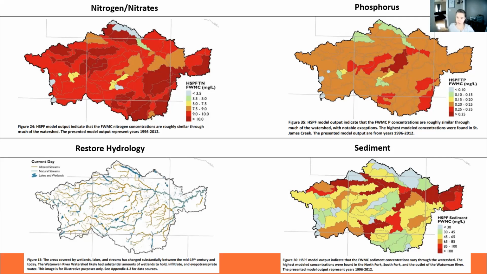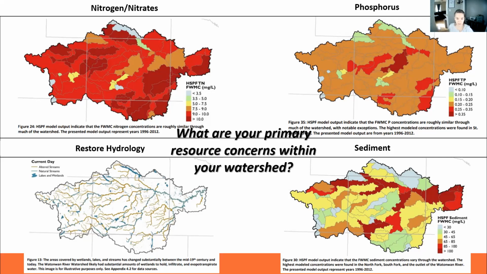And so I guess we're gonna throw it out to you. What are your primary resource concerns within your watershed? And so a little feedback so you guys can quit listening to me talk and see what you guys have to say about your own watersheds. There's the chat.